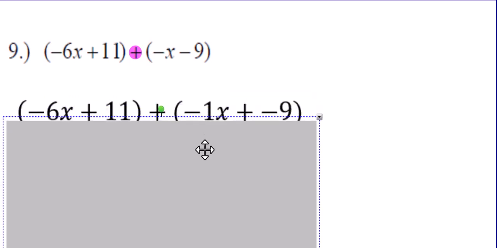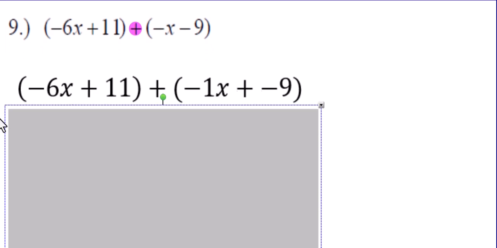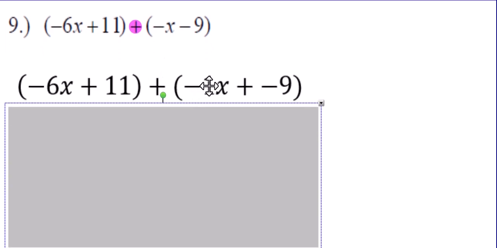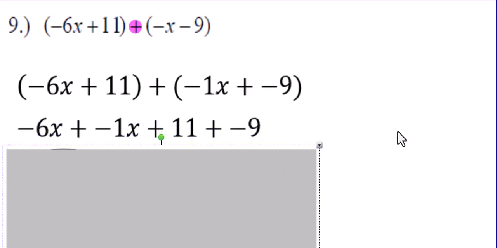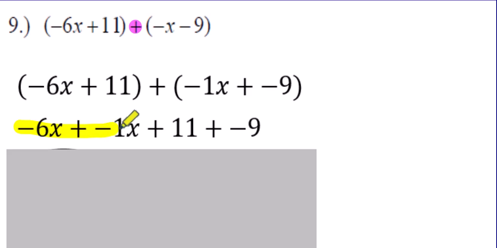Number 9, I'm going to notice right away that this is already an addition problem. So it's already written as addition, but I am going to rewrite things inside the parentheses as addition. So negative 6x plus 11 plus the negative x minus 9, I rewrote as negative 1x plus negative 9. Once everything is addition, I can drop those parentheses, move my like terms side by side. So negative 6x plus negative 1x. And then, of course, our constants are 11 and negative 9.